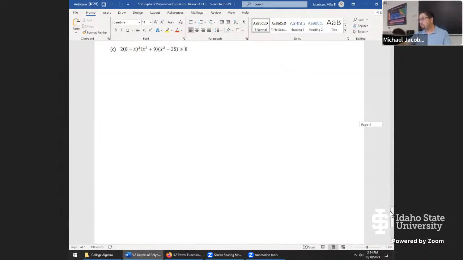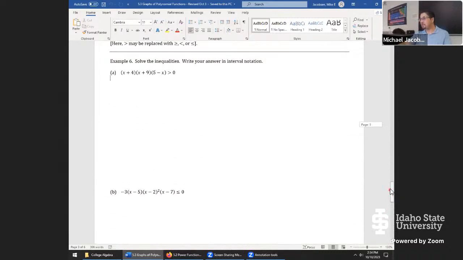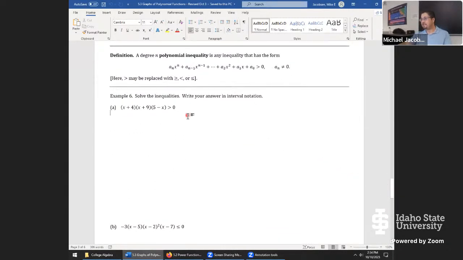And after we graph them, we'll also solve these things right here. So example 6 is our last one of this set of the notes. All it says is solve the inequalities. There's multiple methods for doing this, but we'll try to do it by plotting. Also, the definition here is really nothing fancy.